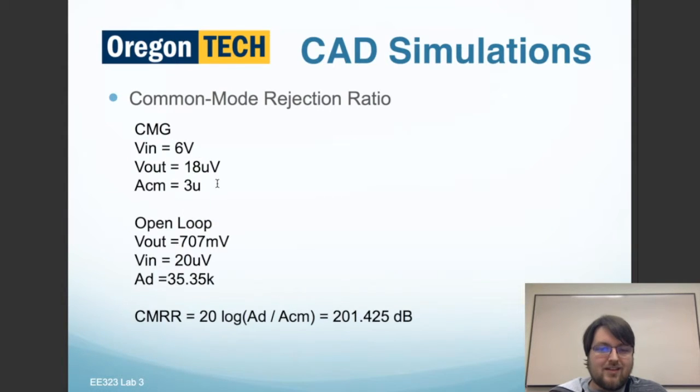So for this section, to find the common mode rejection ratio, we had to find the common mode gain and the open loop gain. The common mode gain was found by tying the inputs together and getting the output, and the open loop gain was found by putting a voltage into the non-inverting input and tying the inverting input to ground. And then we put it through this equation here to get 200.